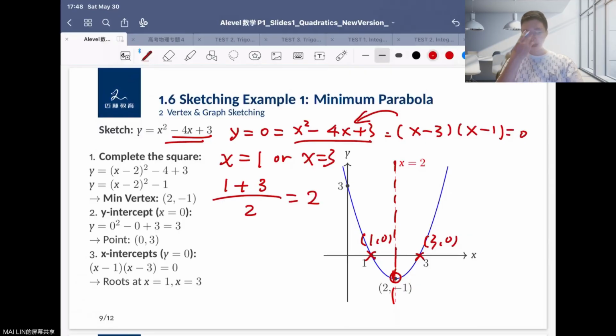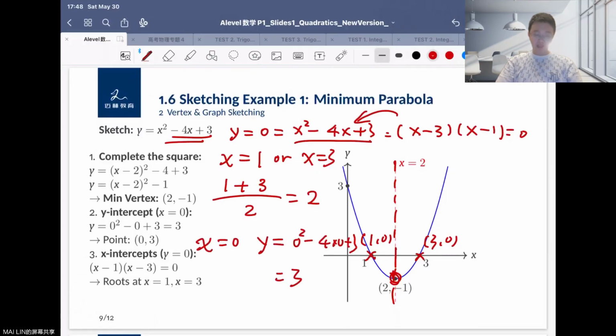Because here we can just set, for 1 plus 3 over 2, you can find this middle point of the two intercepts, right? Because this is a symmetrical graph. And also we can find the y-intercept by letting x equal 0, right? So y equals 0 squared minus 4 times 0 plus 3, which equals 3. That means it crosses the point (0, 3). That is how we can find the exact points right here.